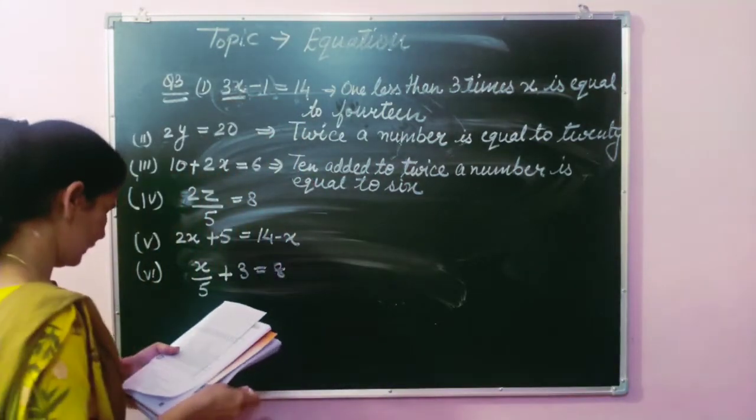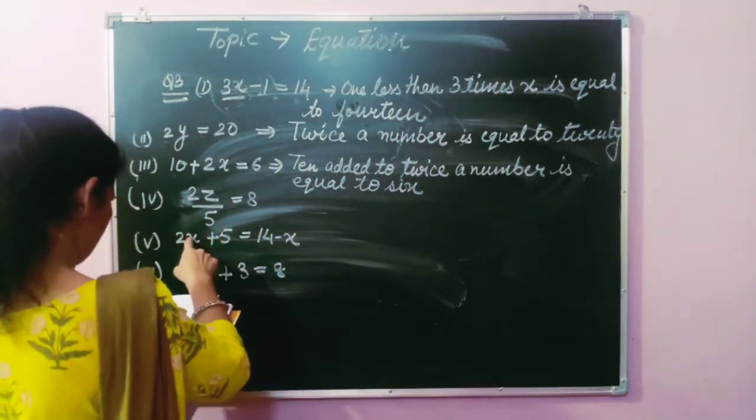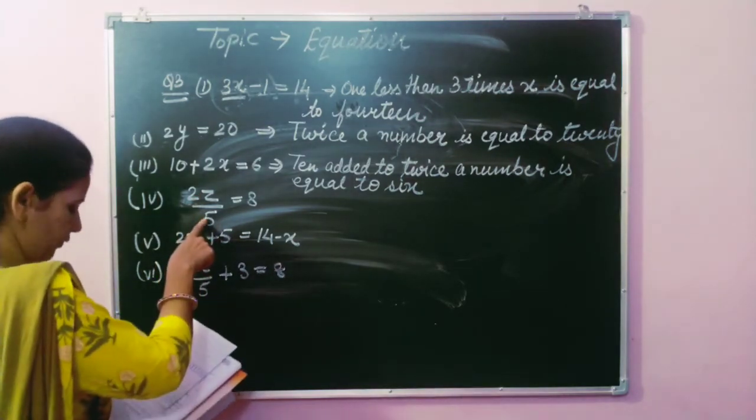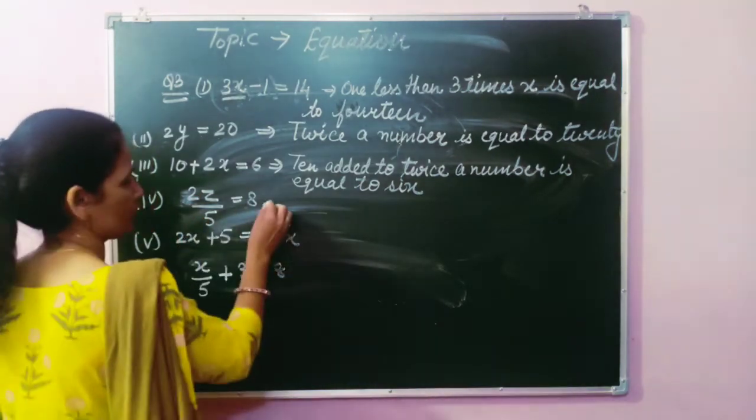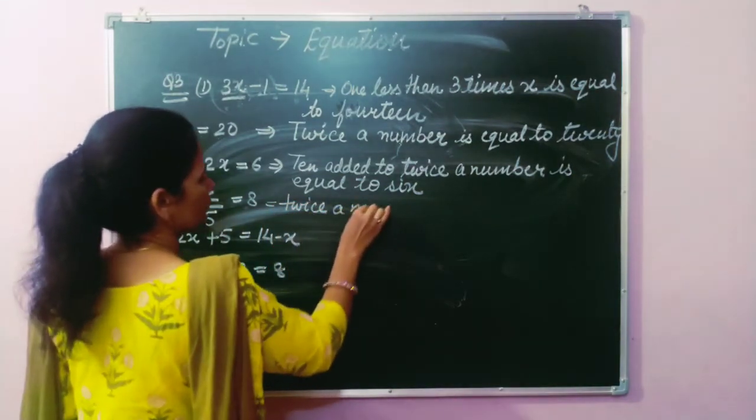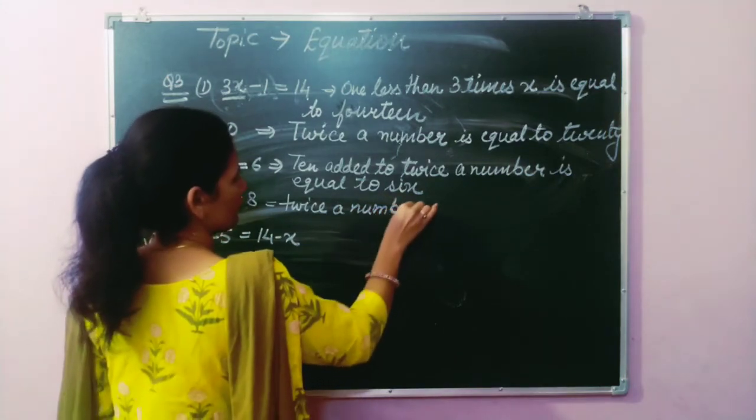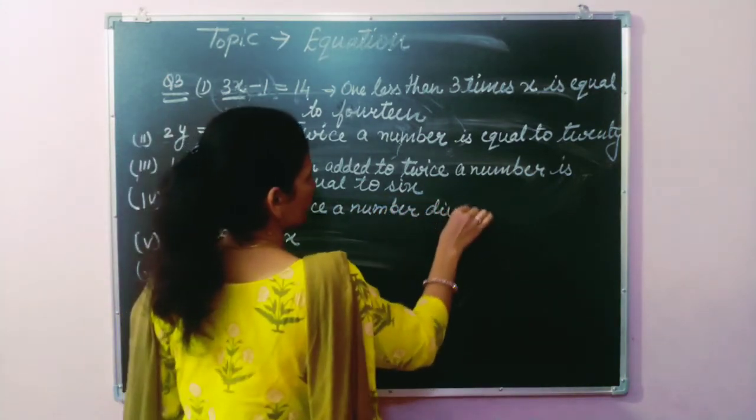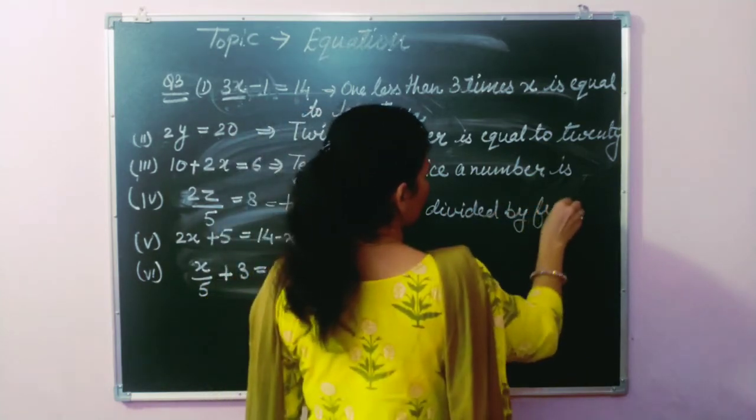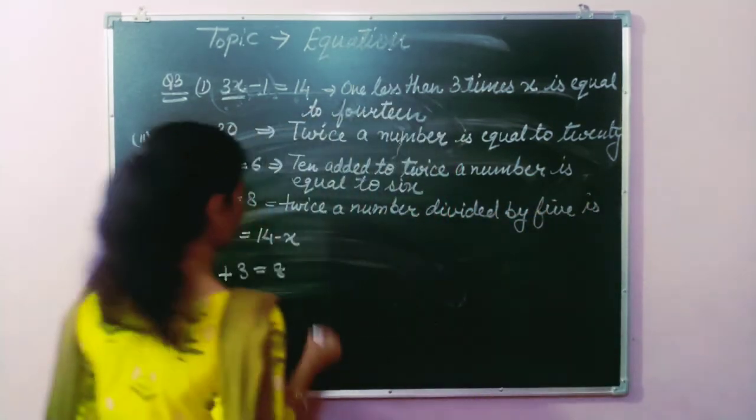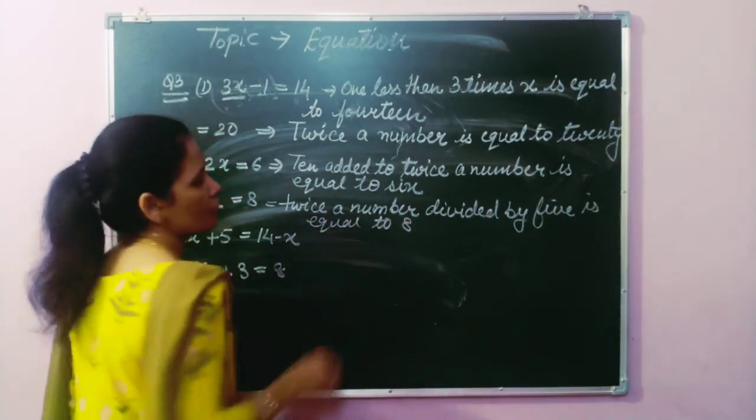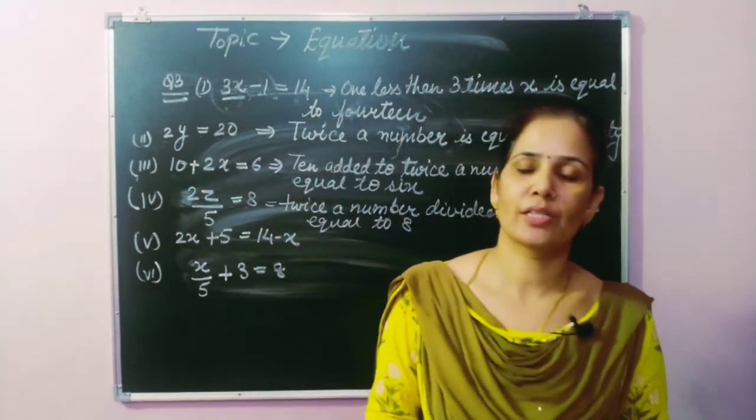Now the next one is twice a number divided by 5 is equal to 8. So here we will write twice a number divided by 5 is equal to 8. So students, in this way we will write the statement.